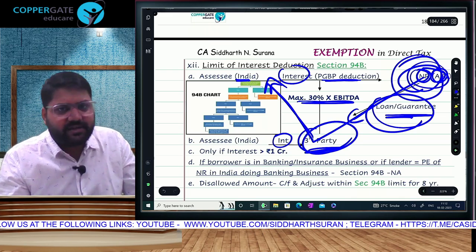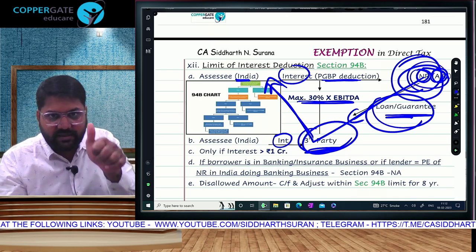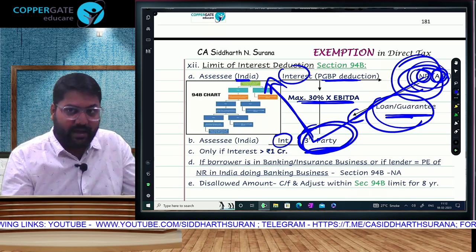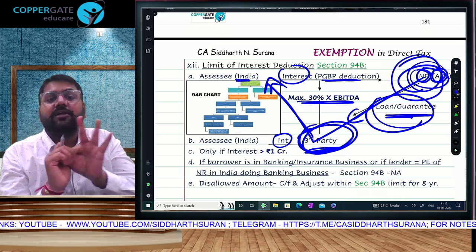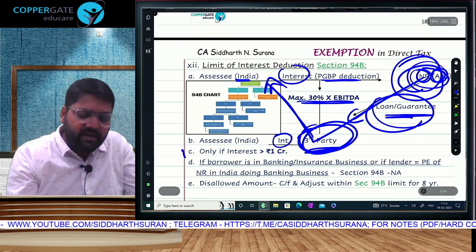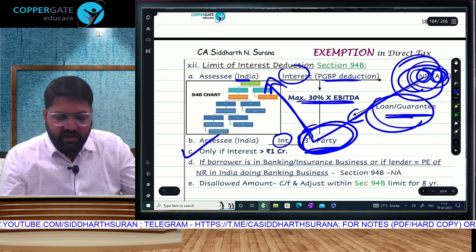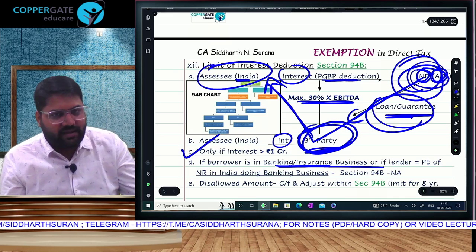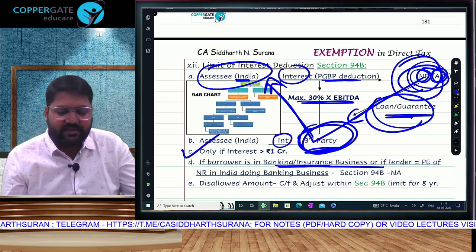So, all interest paid to a non-resident associated enterprise, plus all interest paid to a third party which has received a loan or guarantee from a non-resident associated enterprise, that total interest will be restricted to 30% of EBITDA if the interest exceeds rupees 1 crore. Then if the borrower is in banking or insurance business, then taking loans is a part of your business. This section is not applicable.